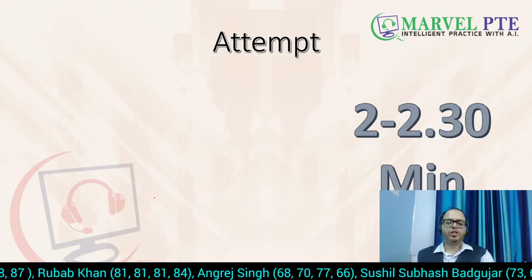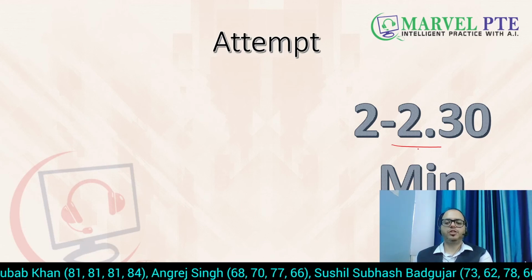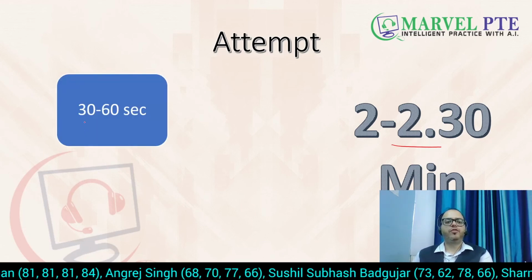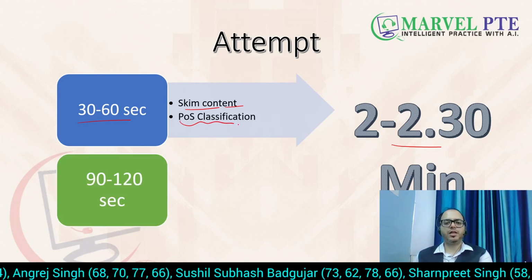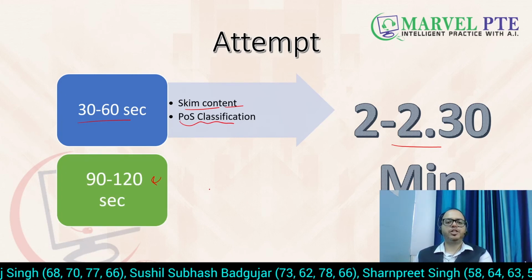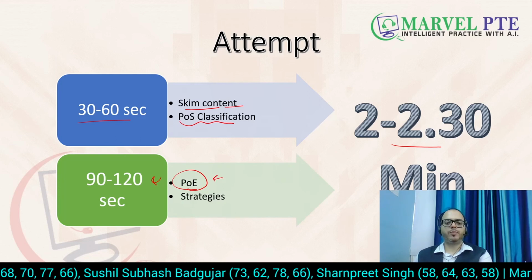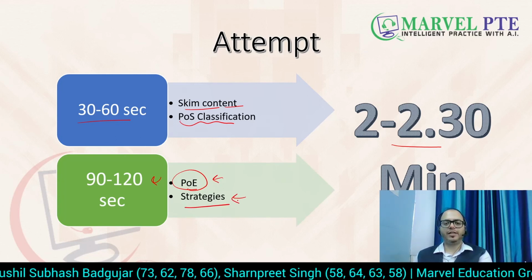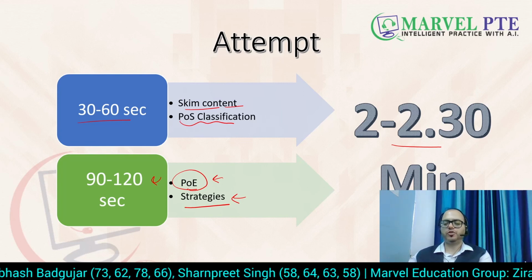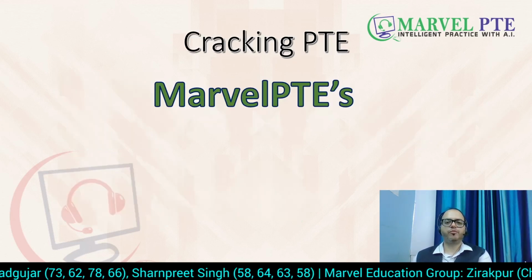But remember, you have only 2 to 2.5 minutes to solve your reading blanks. In the first 30 to 60 seconds, you are going to skim the content and do parts of speech classification. In the next 90 to 120 seconds, you have to do the process of elimination like we have done, and then apply the strategies which we have taught you so that you can solve them in your time frame.